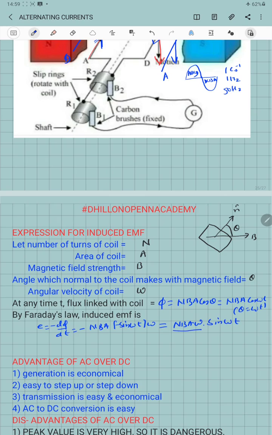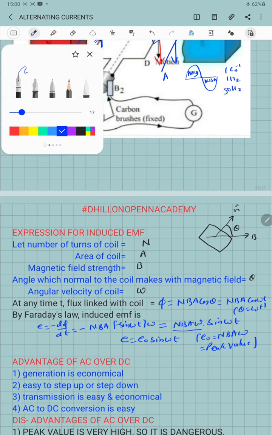Now in this term NBA omega, the number of turns is fixed, the area of the coil is fixed, the magnetic field strength is fixed, and the angular velocity of the coil in the pole pieces of the magnet is also fixed. So all these four factors are constant. So we can write this equation as E equal to E naught sine omega t, where E naught is equal to NBA omega, which is nothing but the peak value of the EMF that can be induced in the coil. So this is the EMF induced in the coil.